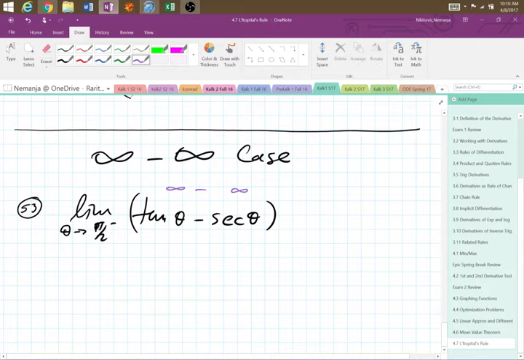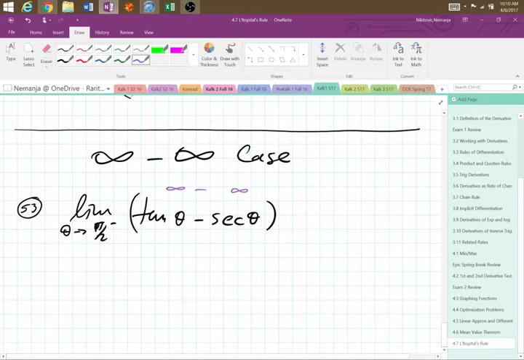Now remember what you need. You need infinity divided by infinity, or 0 divided by 0. How do you go from subtraction into division? And the answer is through factoring and multiplication, okay?